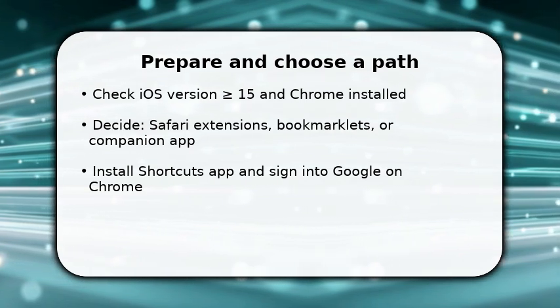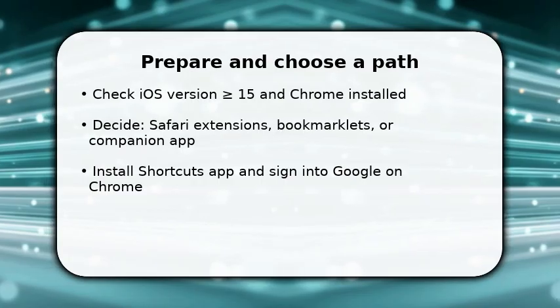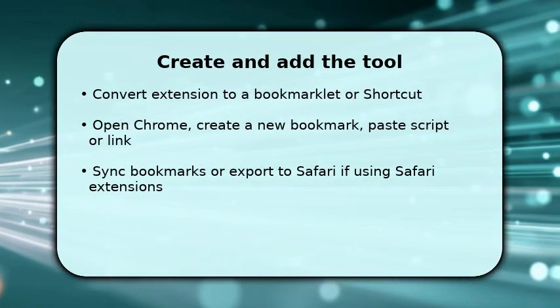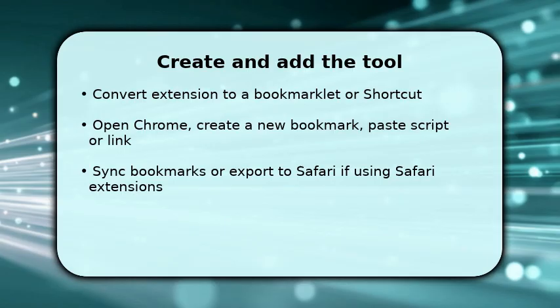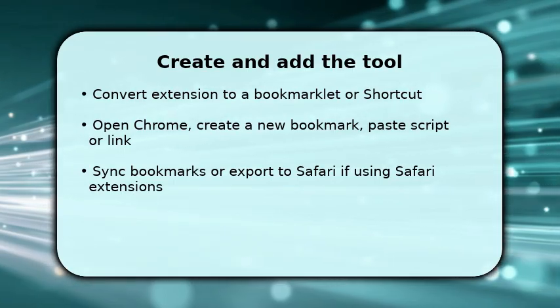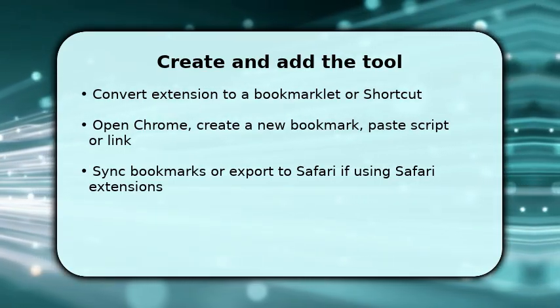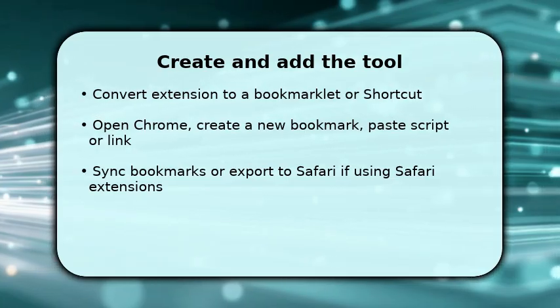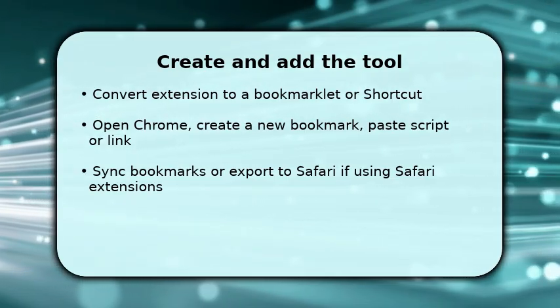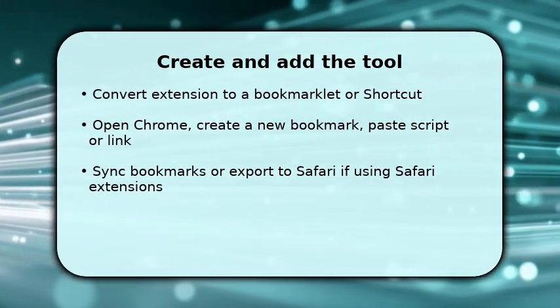Now build the usable tool. If the extension offers a bookmarklet, copy its JavaScript. Otherwise, create an Apple Shortcut that performs the same action using web APIs. Once done, open Chrome, add a bookmark on the page you want, then edit it and paste the bookmarklet code or a URL that triggers the shortcut.